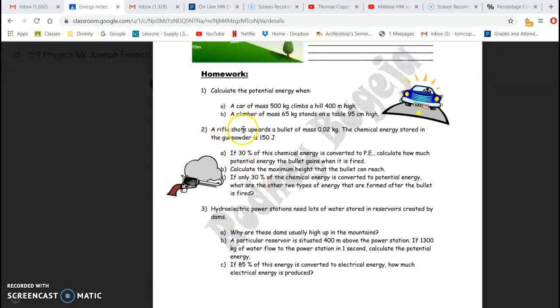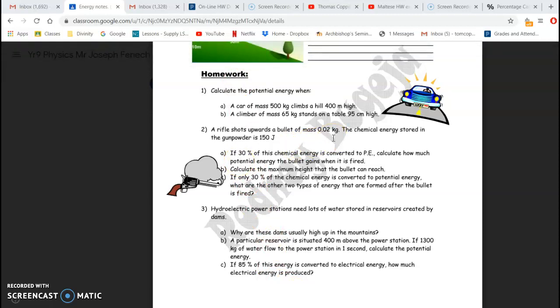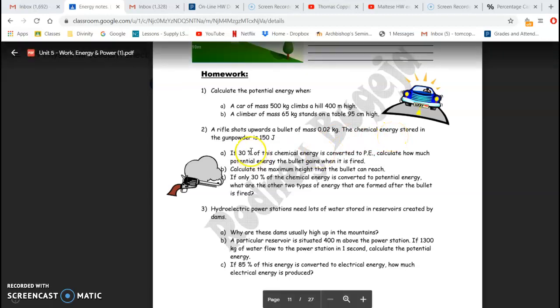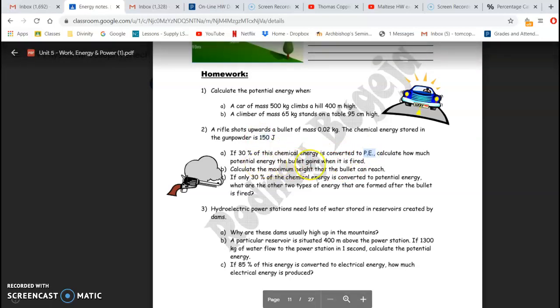A rifle shoots upwards a bullet of mass 0.02 kilograms. The chemical energy stored in the gunpowder is 150 joules. A. If 30% of this chemical energy is converted to potential energy, calculate how much potential energy the bullet gains when it is fired. The first thing we have to do is find 30% of this 150, because this is saying if 30% of this 150 joules is converted to potential energy, how much potential energy does the bullet gain when it is fired?